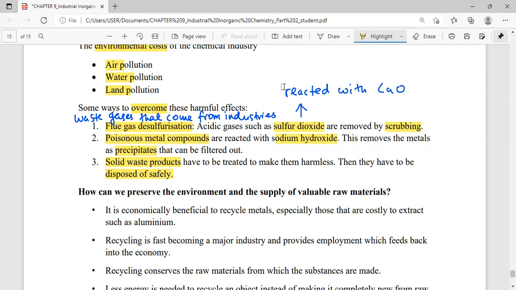Like we learned in the extraction of iron, slag is a waste product. This slag shouldn't be left lying around. So what they do now is use the slag to make roads. So the waste is disposed of safely, and at the same time, it's also used properly. These are some ways that industries can help to prevent harming the environment.